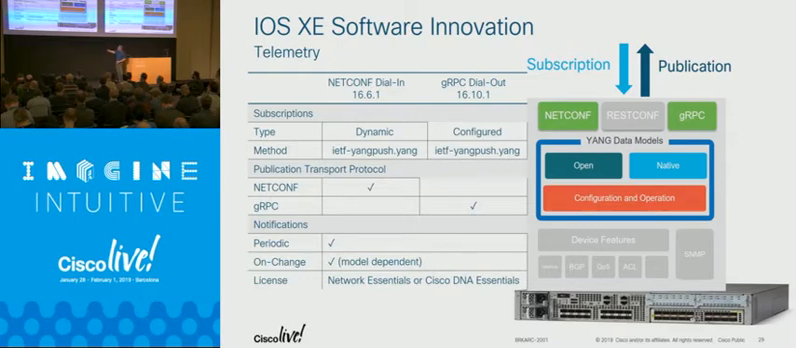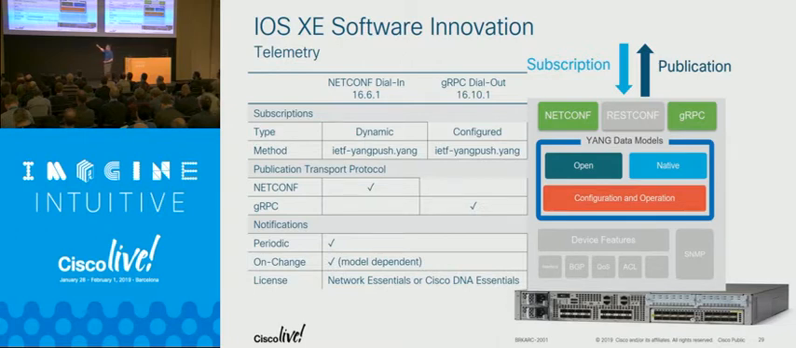So we support the NETCONF dial-in model and the gRPC dial-out model. What the dial-in model means is you need to have a client setting up a NETCONF session to the device. And through that NETCONF connection, you're configuring the subscription and you're receiving the publications. And the gRPC in 16.10 allows you to actually, using CLI, make a configuration for the subscription you want to receive.